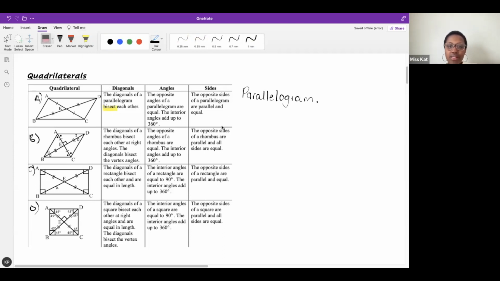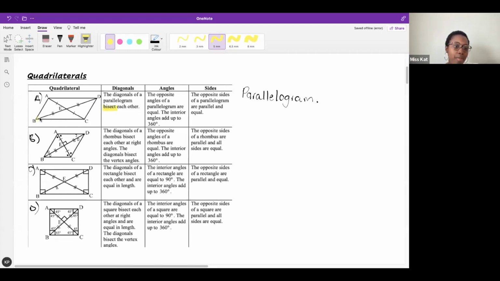Okay, it's okay. Thank you, Buhle, I see it in the chat. They cut each other in half. It said nothing about being equal, but it's talking about cutting each other in half.